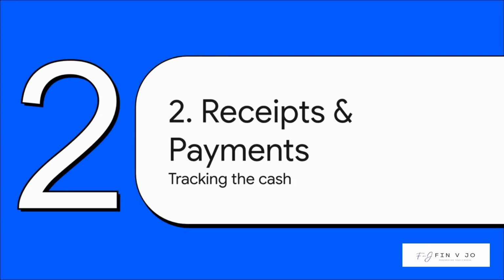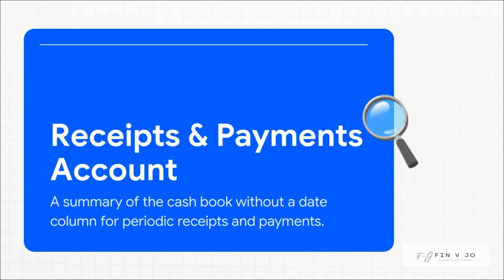Let's track that cash. Okay, so this is the exact document nonprofits use to track their daily cash. The formal textbook definition of the receipts and payments account is a summary of the cash book without a date column, and it's used to present periodic receipts and payments along with opening and closing cash balances. Wow. Okay, if that sounds a bit dense, let's simplify it right now. Just think of this account as a cash diary that doesn't care about specific dates. It literally just shows you what cash you started with, what cash came in, what cash went out, and what you've got left over at the end of the period.